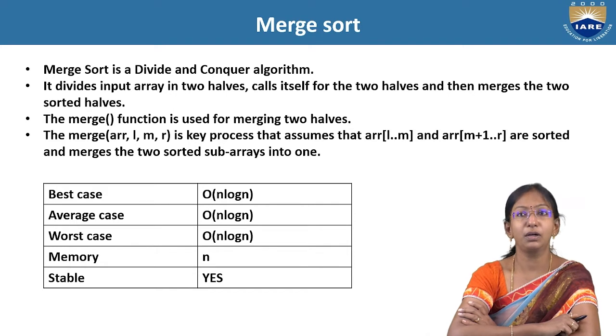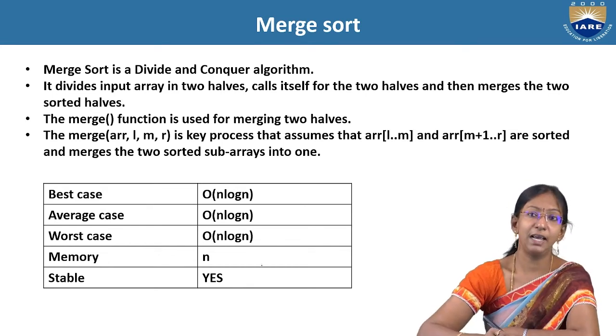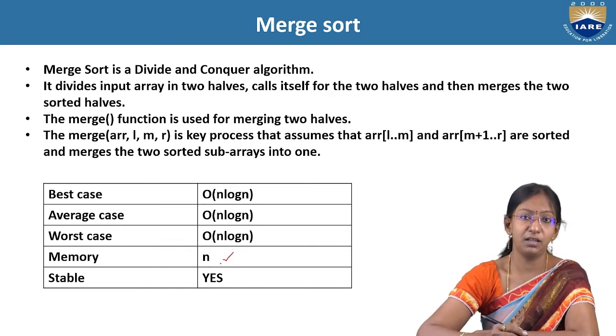Coming to the complexity of merge sort, the best, average and worst case is big O of n log n, which is quite less when compared to the earlier sorting techniques like insertion and selection. The memory used to perform merge sort is high, which is n. N is the number of elements in the list to be sorted.